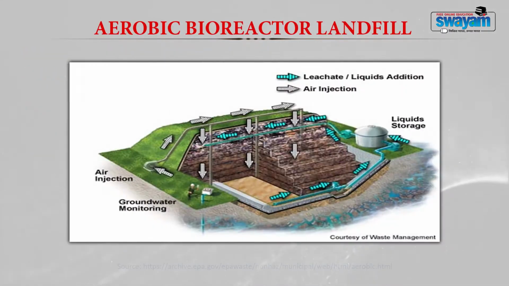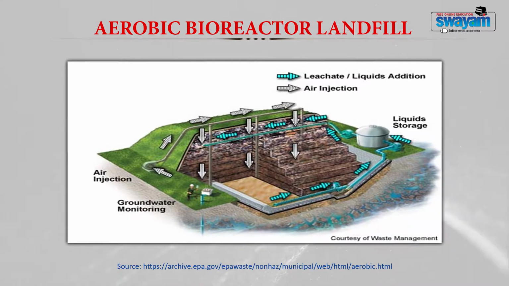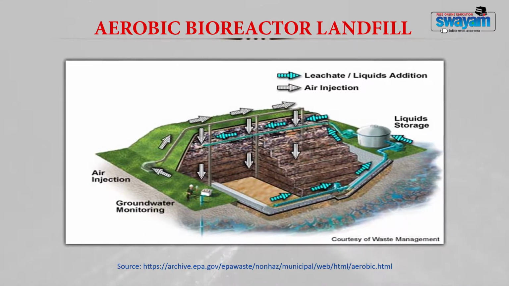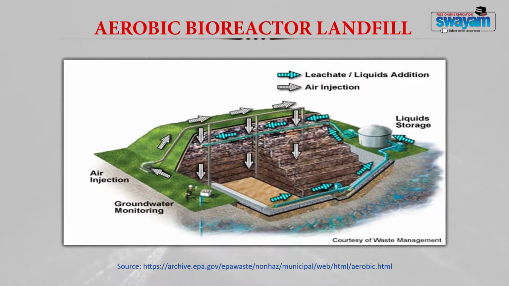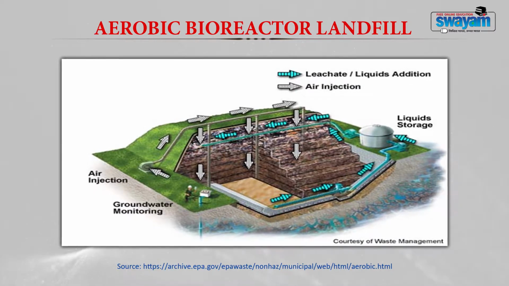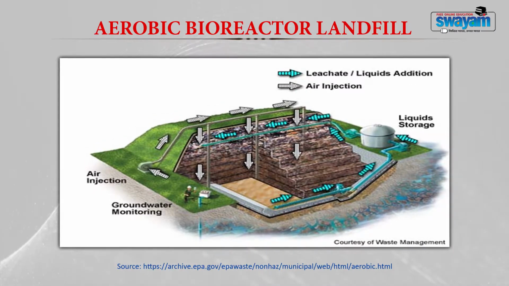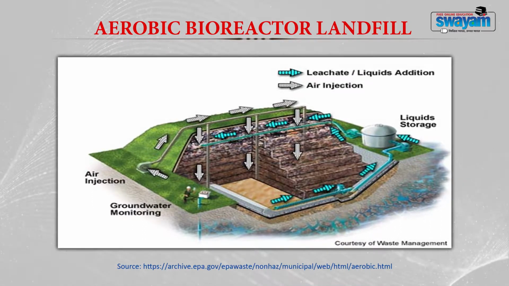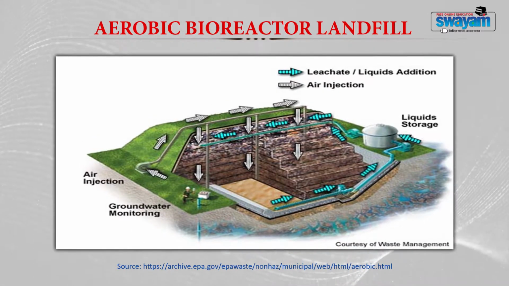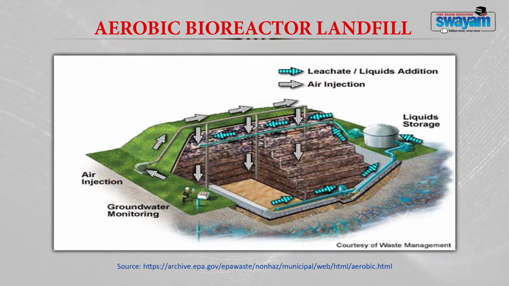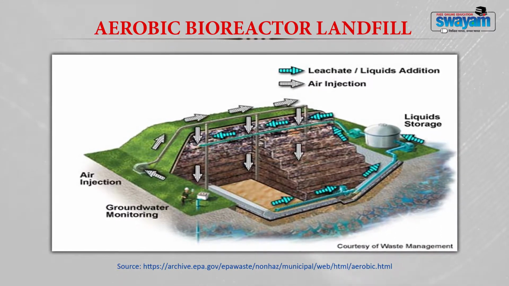Now, in this figure, if you see, the waste is loaded in a systematic manner, and on the left side you can see air is being injected and circulated throughout the entire waste pile, and on the right side you can see a liquid storage tank, and from there the liquid or the leachate is circulated throughout the waste pile.